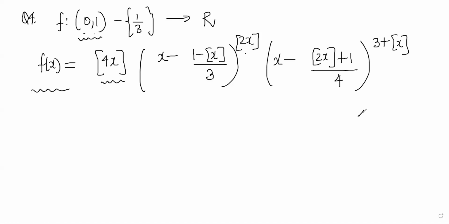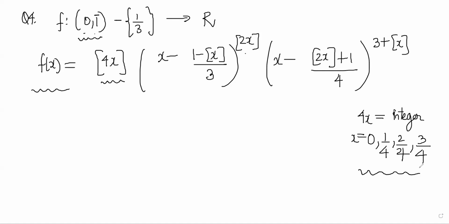So what I can say is 4x will be an integer when x is 0, x is 1 by 4, 2 by 4, and 3 by 4, right? And after that it becomes x is 1, but 1 is not allowed because 1 is not in our domain. So these are the 4 points I will consider. So let's look at the case where x is between 0 and 1 by 4. f of x would be simply 0 because 4x GIF would be 0 and it is a product of these factors. So f of x is 0 when x is in this range.